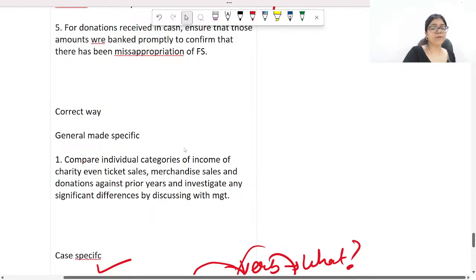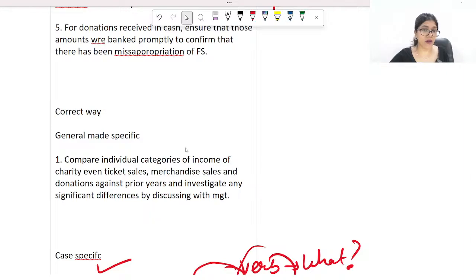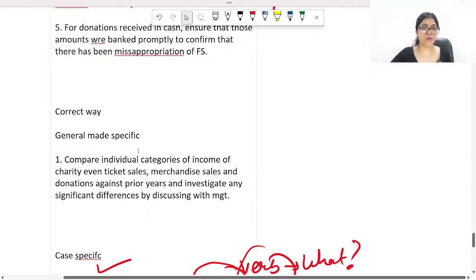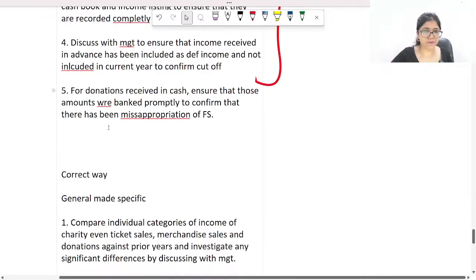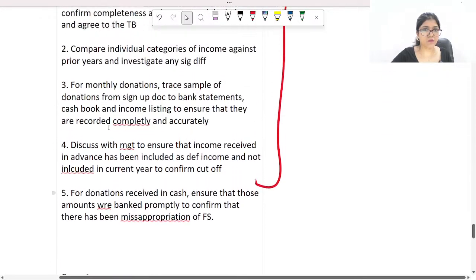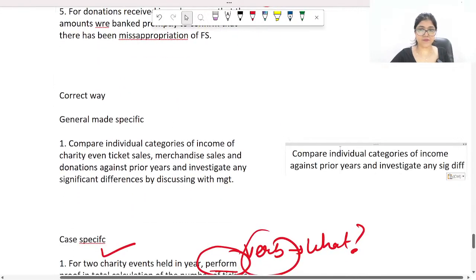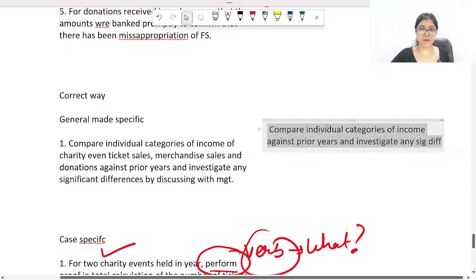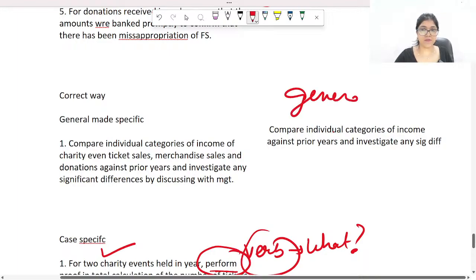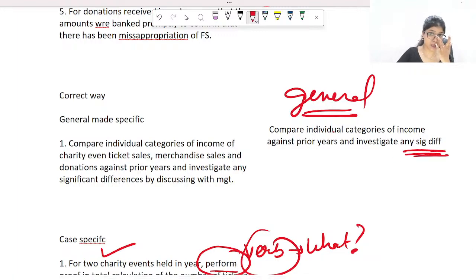I'll give you a comparison for this one to make you aware of how actually we convert it. Okay, so if you go above, this one. So I'll just copy paste this over here. Okay guys, so this is a general substantive procedure, right? Compare individual categories of income against prior years and investigate any significant differences. This is the general one.